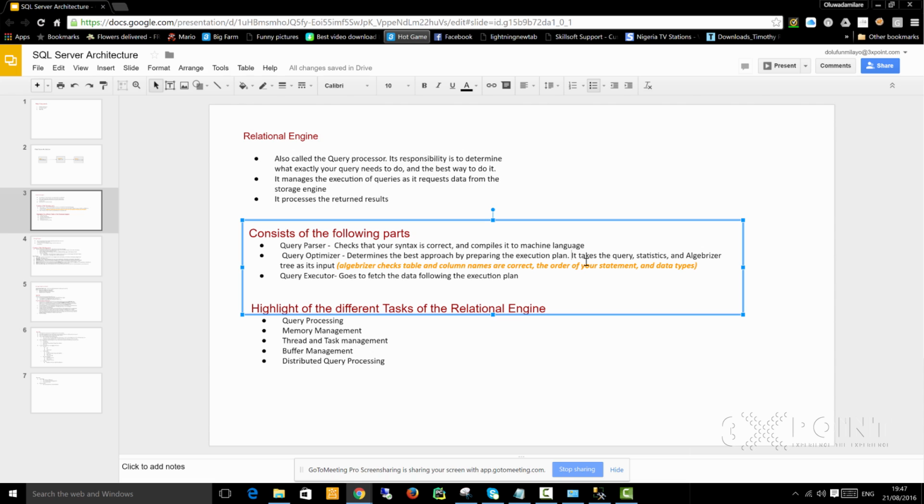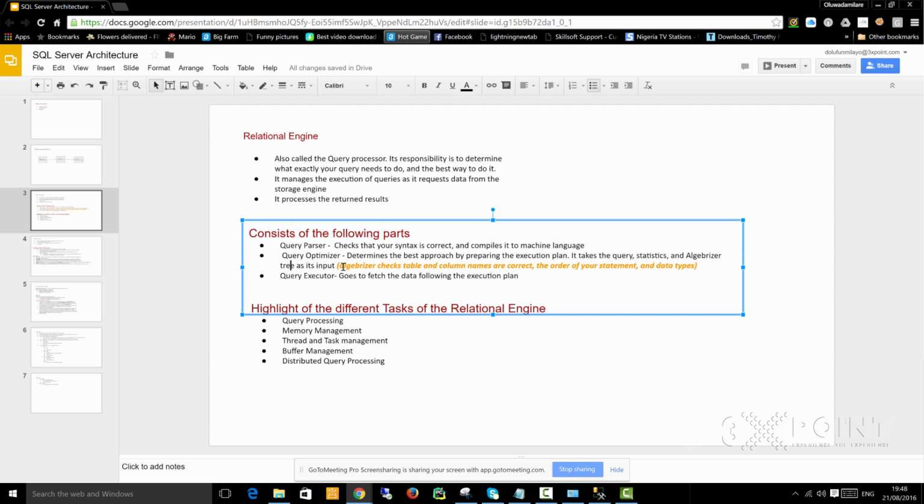And what are those inputs? It takes the query, which obviously we would have written, and it takes something called the statistics. We'll go into statistics during the course of the program. And then it takes something called the algebraizer tree, though some people just call it the algebraizer. It takes these three things as its input.